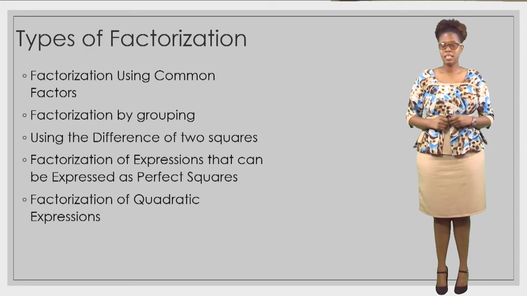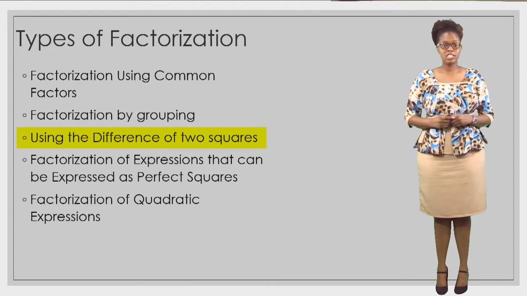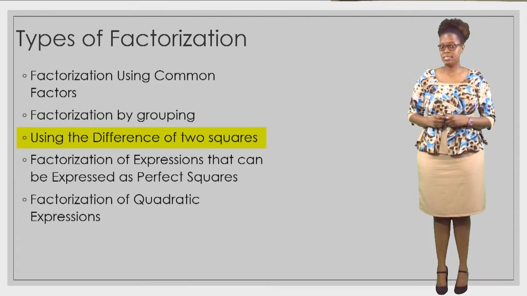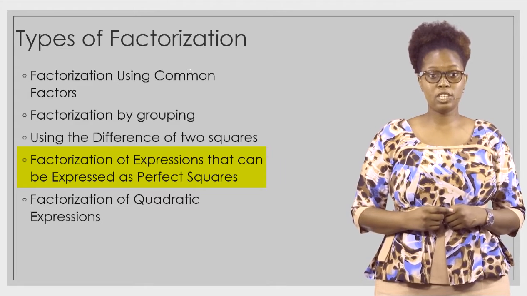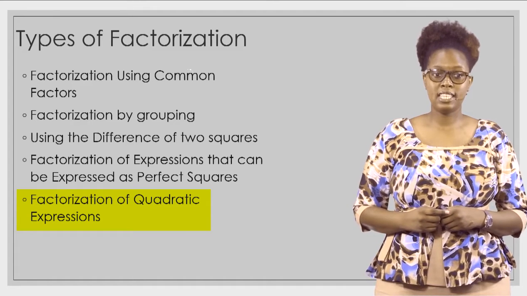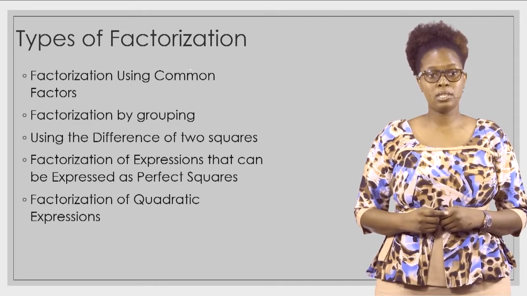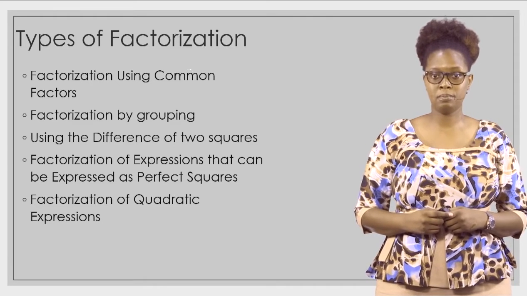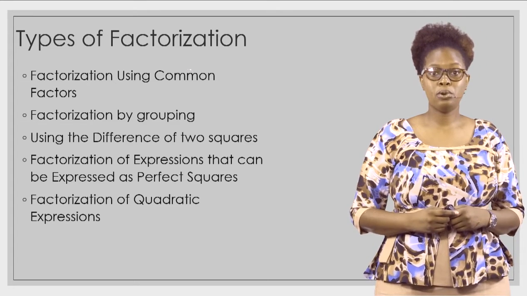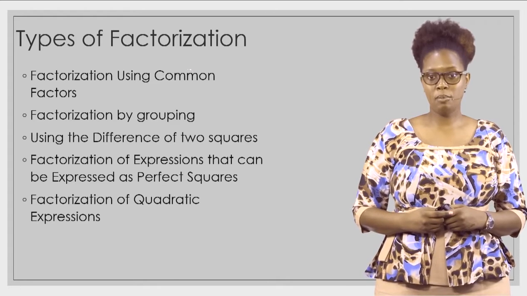Now, there are many types of factorizations. The ones that we are going to be focusing on would be factorization using common factors, factorization by grouping, factorization by using the difference of two squares, factorization of expressions that can be expressed as perfect squares, and lastly, factorization of quadratic expressions. Now in this lesson, we are going to be focusing on the first three types of factorization. And in a later lesson, we're going to explore the last two types. So we're going to start with factorization using common factors.